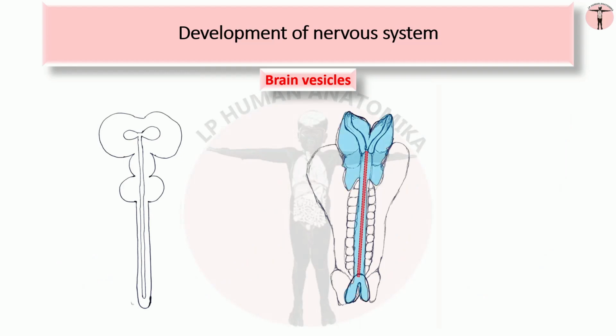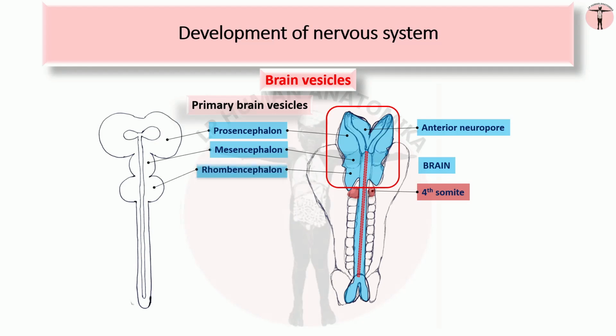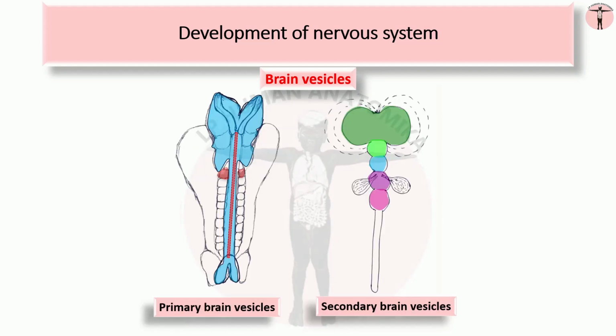The neural tube, cranial to the fourth somite, develops into brain. Even before the anterior neuropore is completely fused, it expands into 3 dilatations called primary brain vesicles. From cranial to caudal, they are prosencephalon, mesencephalon, and rhombencephalon. The primary brain vesicles further divide into secondary brain vesicles.